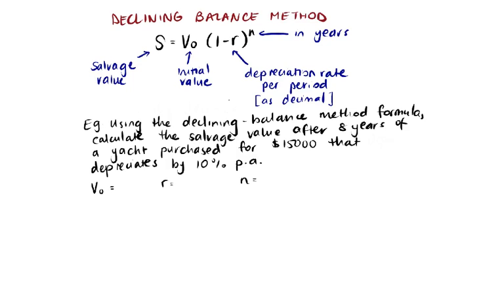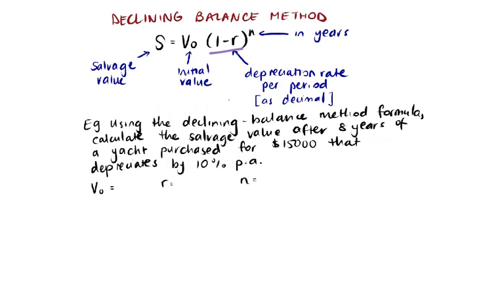The declining balance method uses an application of the compound interest formula to determine the future value of an item. However, instead of the present value increasing by adding, the value is decreasing by subtracting, as you can see in the formula. In the formula, S is the salvage value of the asset after n periods, V0 is the initial value of the asset, and R is the depreciation rate per period, which is expressed as a decimal.